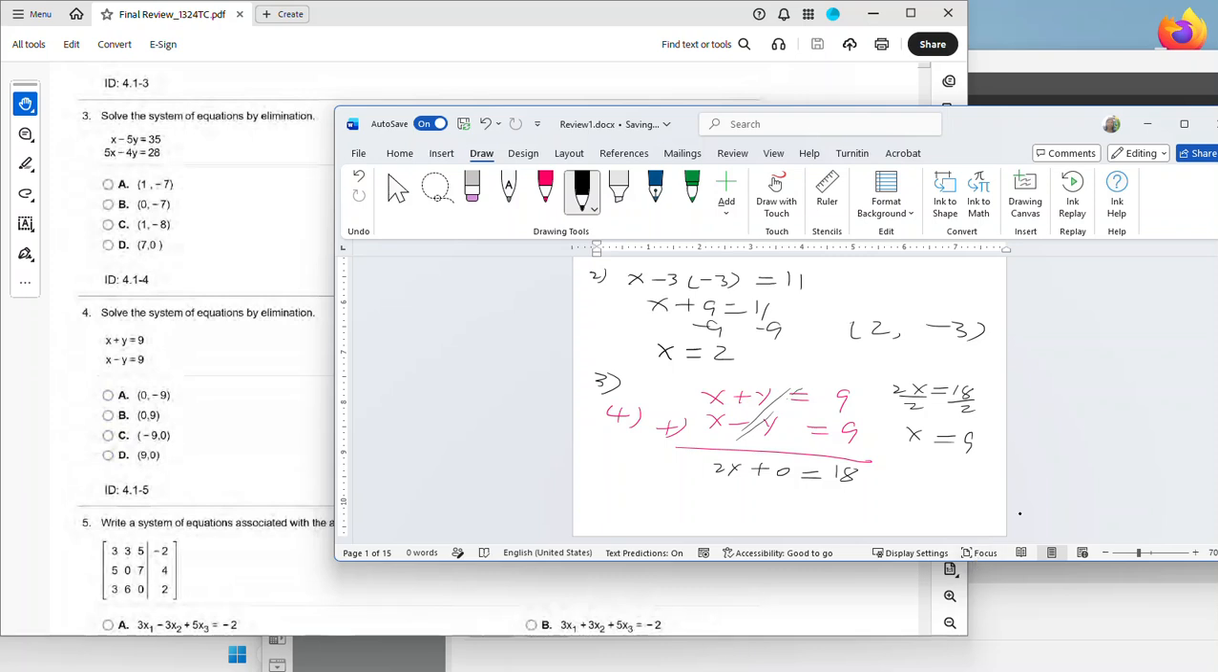All right, so look at that, how quick this one is. I just add the two equations together and I solve for x already. So that's called elimination because I add the two equations together, I eliminated the y.